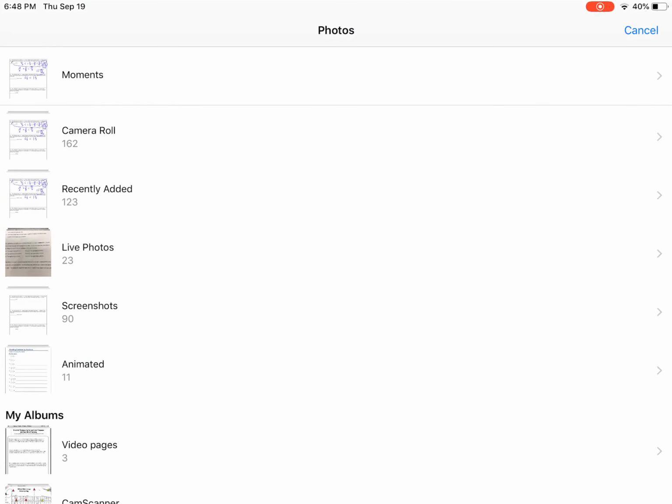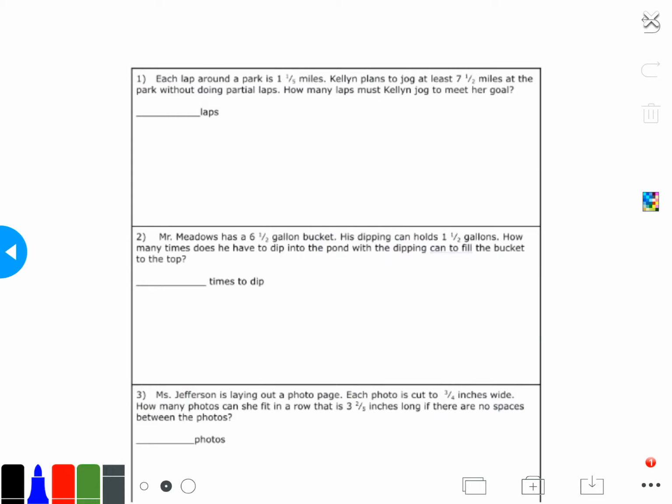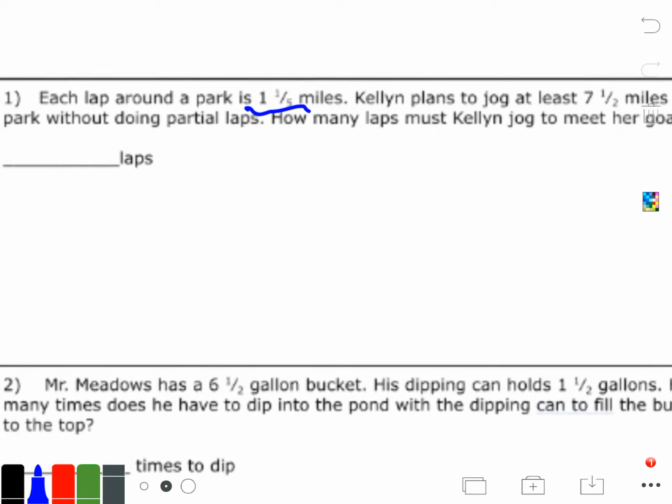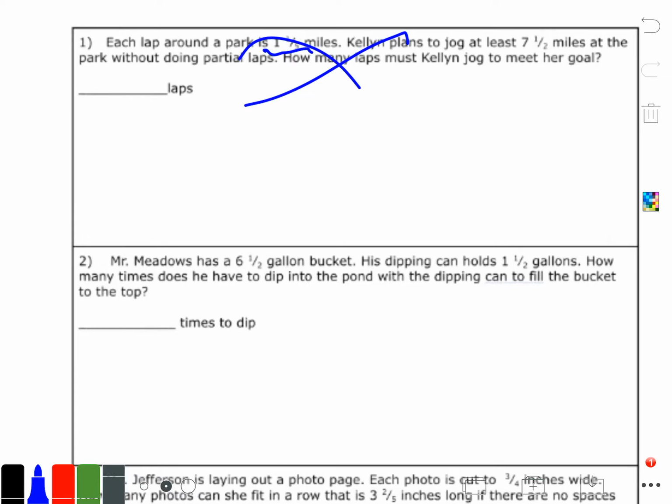There is a couple word problems on the test right here. Let's go ahead and do those. I got a little page of word problems here. All right, each lap around a park is 1 1/5 miles, as I believe. I think it says 1 and... We're going to skip that one. I can't tell what it says. Maybe you guys can.